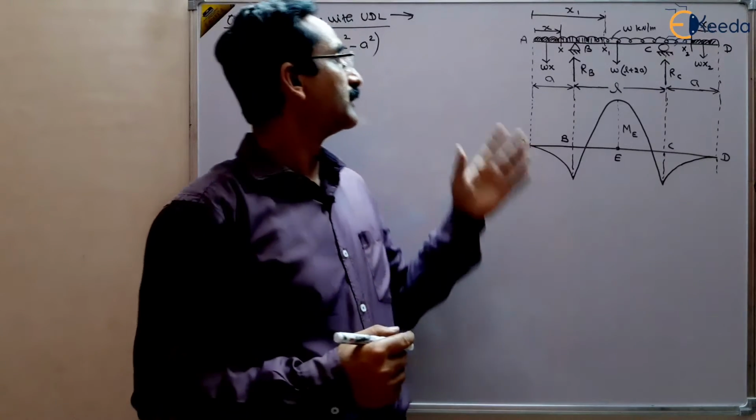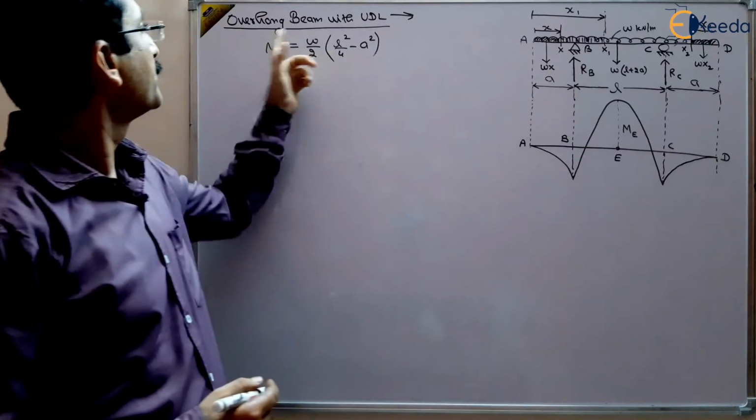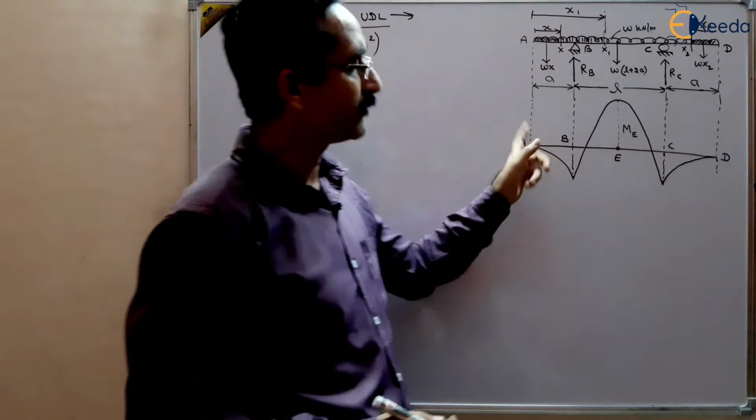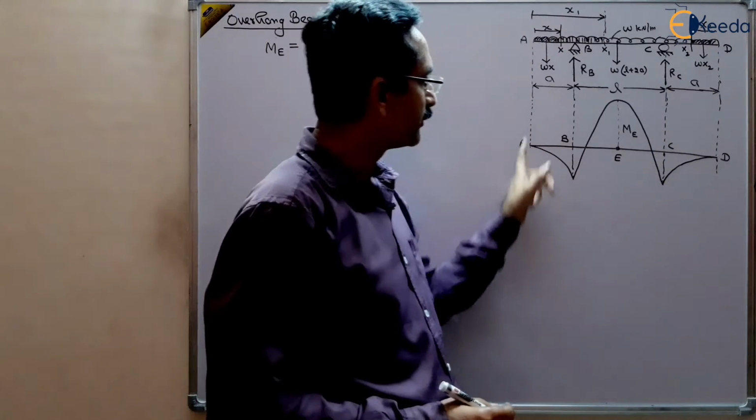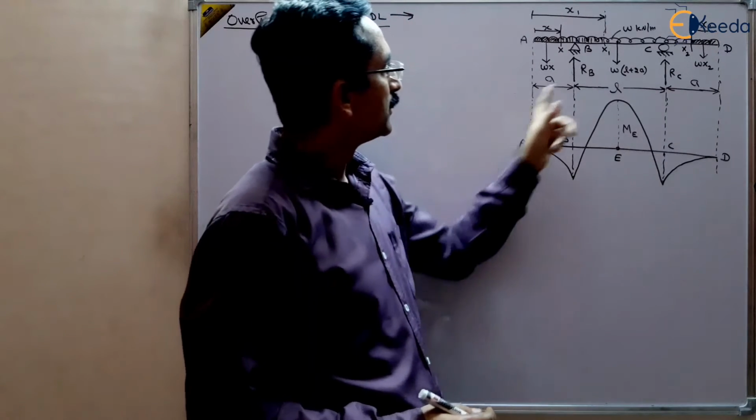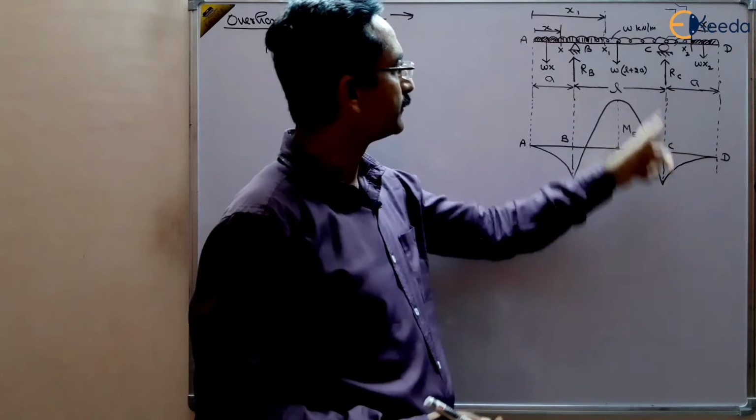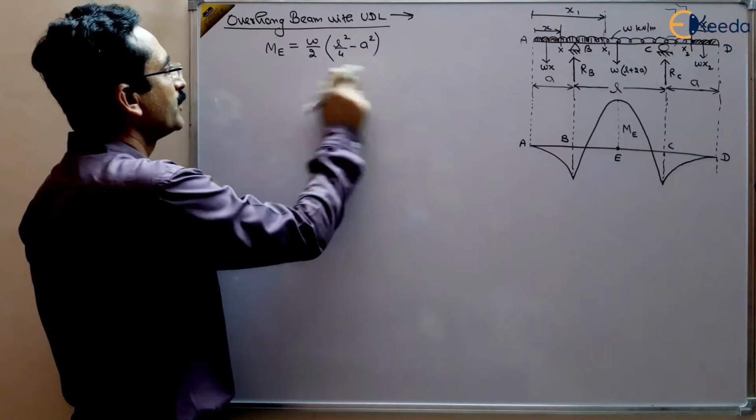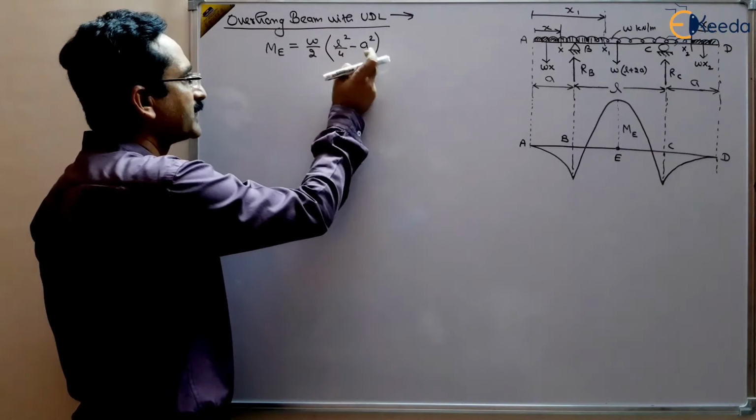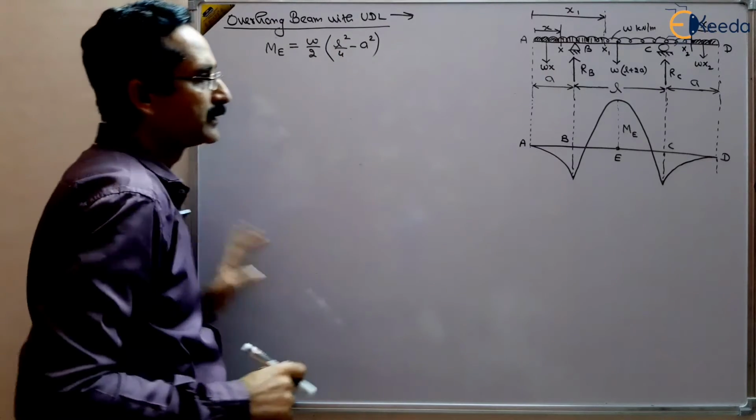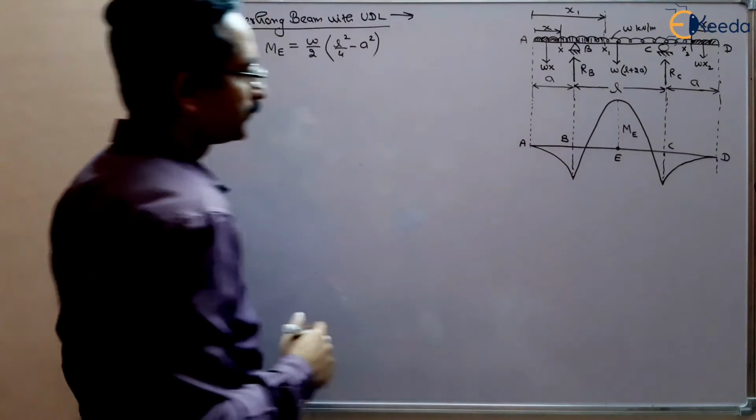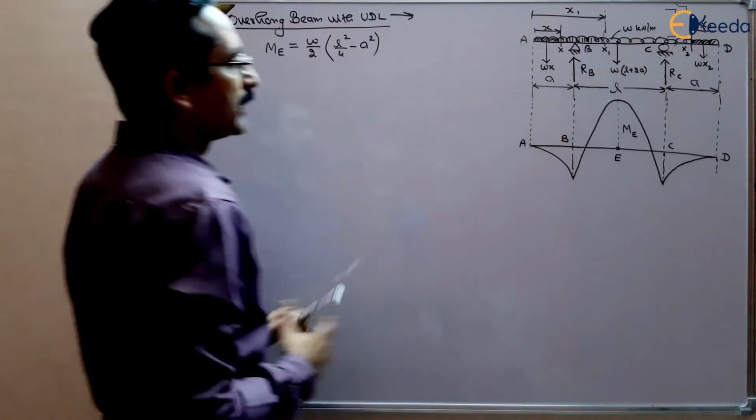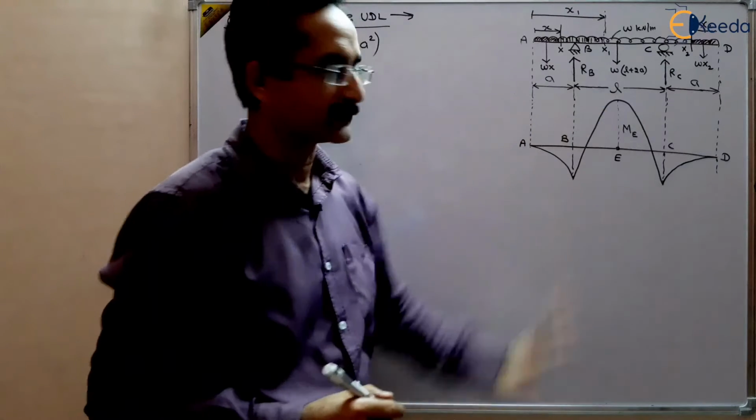Now in this diagram, overhang beam with UDL, we want to add something. We have already drawn the bending moment diagram for this case, right? And we have found out that the bending moment at the center is W by 2 times L square by 4 minus A square. This was the bending moment at the center, and this value was A, this is L, this is A. And we have found the bending moment diagram like this, right?